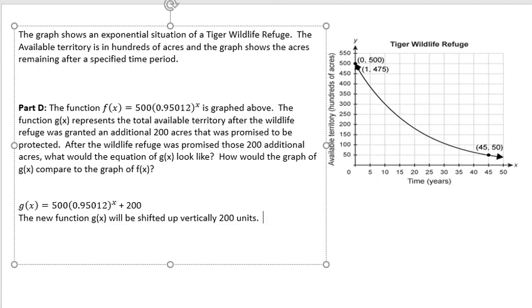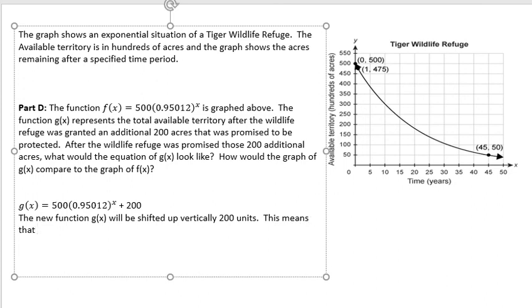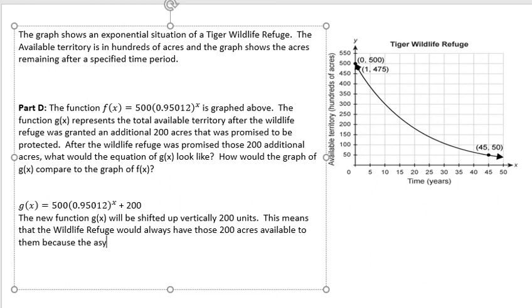Okay, so then it asks how it would compare to the graph of f of x. So this means that the wildlife refuge would always have those 200 acres available to them because the asymptote is at y equals 200. And I spelled that wrong. There we go.